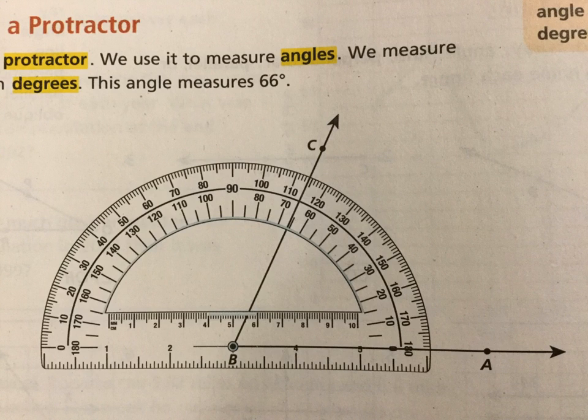A protractor is a device that allows us to measure angles. Actually, when they build one protractor, they build two in one. We can measure an angle, like the one set up here, that is facing to the right. Angle ABC faces to the right.